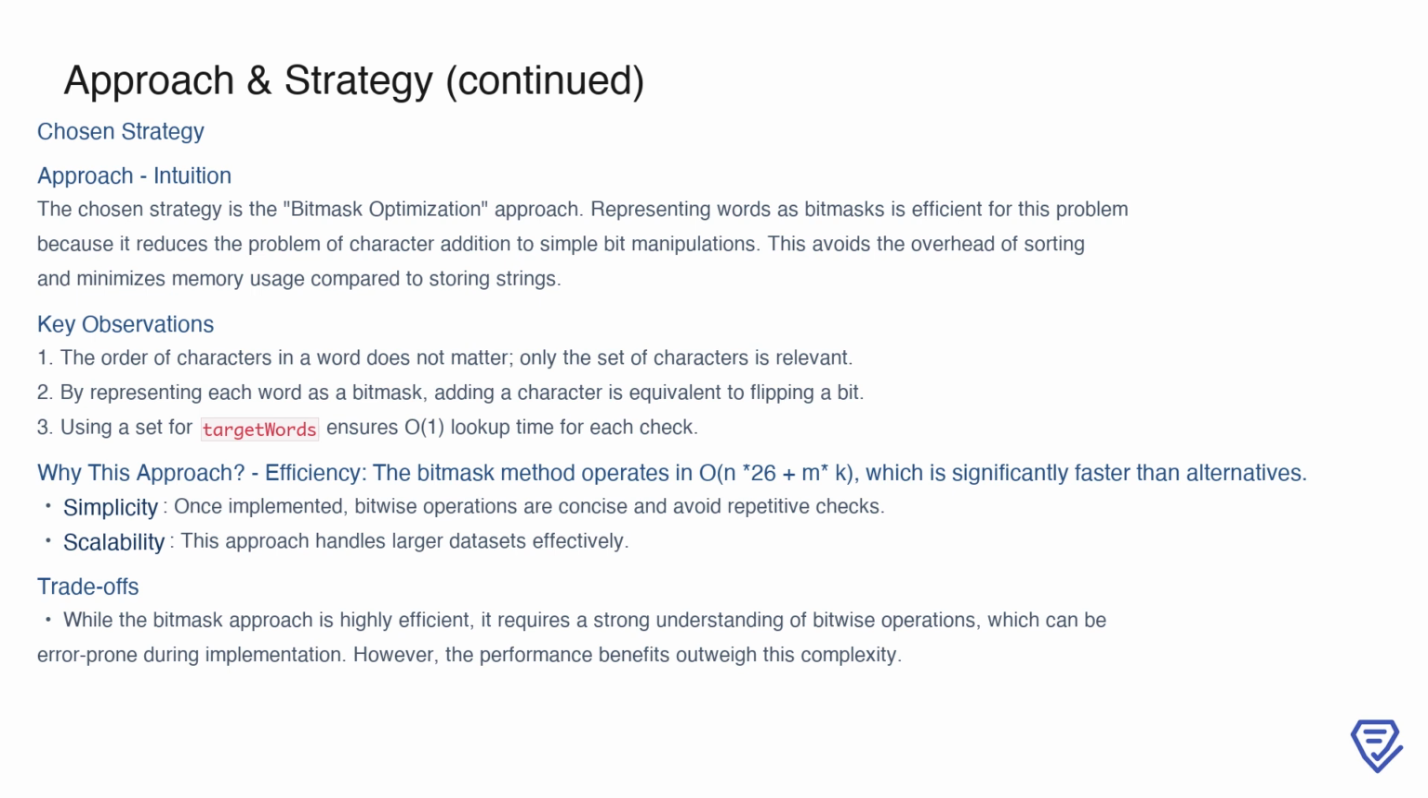Second, adding a character is equivalent to flipping a bit, and checking for matches in the target word set is extremely fast thanks to the O(1) lookup time provided by sets. The efficiency of this method, with a complexity of n times 26 plus m times k, makes it highly scalable for larger datasets. While the implementation does require careful handling of bitwise operations to avoid bugs, the benefits in performance and memory usage make this trade-off worthwhile.